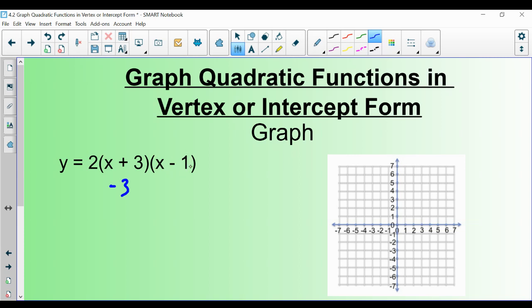And then you're going to do the same here. What value for x would make this set of parentheses 0? That is the number 1. And these are actually your x-intercepts, negative 3 and 1. Okay, how did we get those? We asked what makes this set of parentheses 0 and what makes this set of parentheses 0. So we can go ahead and plot those. Negative 3 and 1. Those are my x-intercepts.